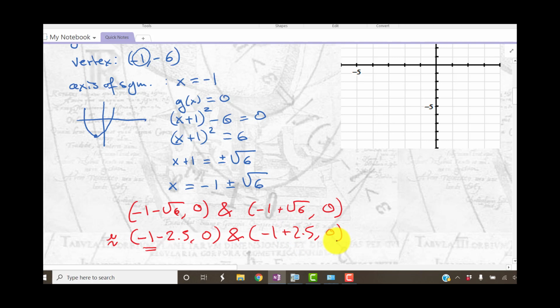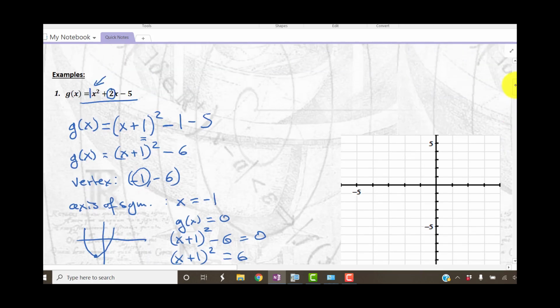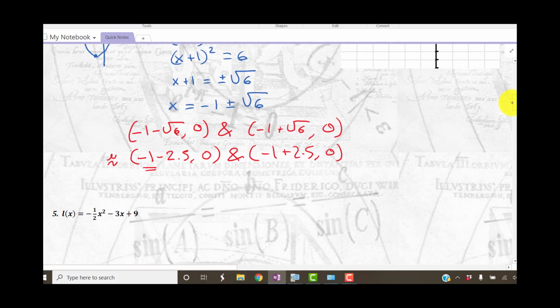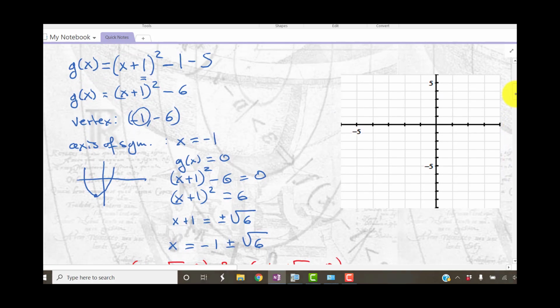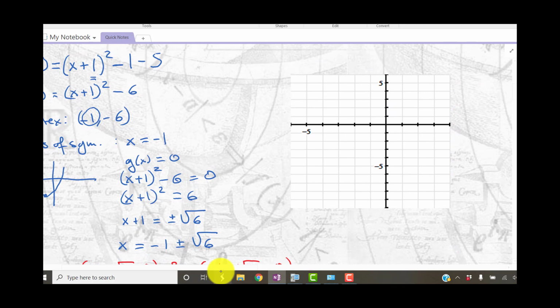Finally, the last piece of information I will need is the y-intercept. For that, of course, I'm just looking at the standard form of the equation. My y-intercept is (0, -5). So my y-intercept right here is (0, -5). Okay, let's plot all of these points that we have, starting with the vertex. So my vertex is (-1, -6) right here.